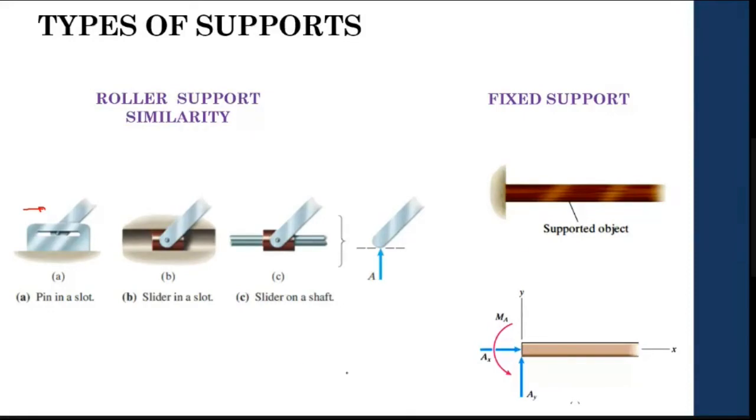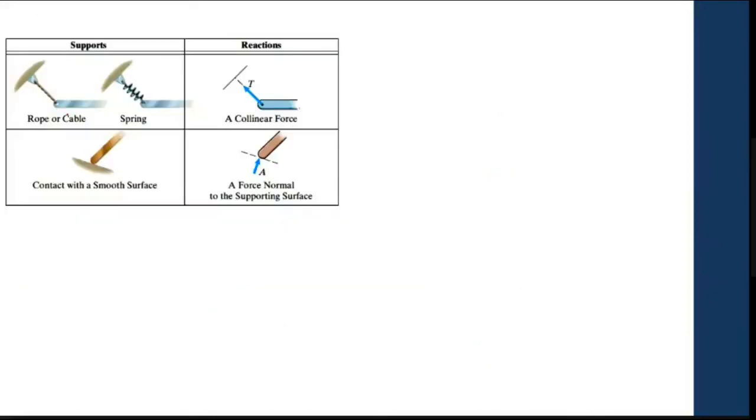So these are the different types of supports. Mostly we have roller, pin, and fixed support. You may have a rope connected to it or a spring connected to it, which means you have a force related to that. We call this a tension force, along the direction of your spring or your rope.